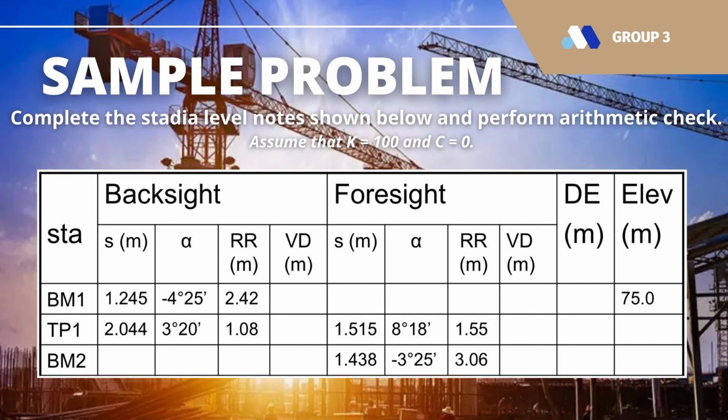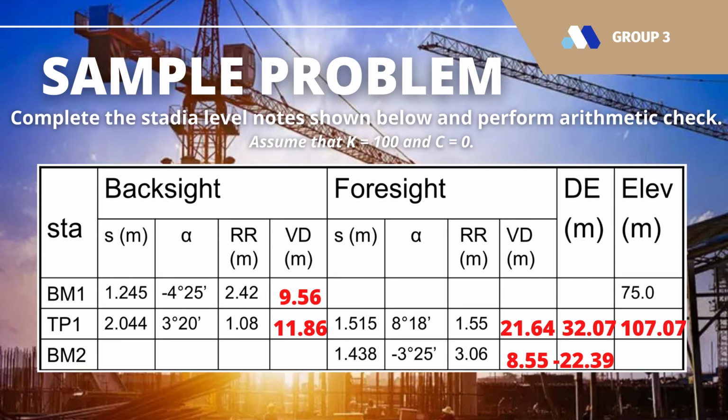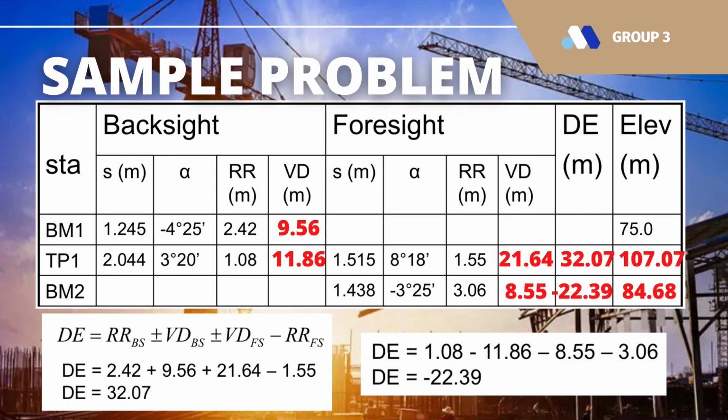So for the backsight, the vertical distances are as follows: 9.56, 11.86, and for the foresight, 21.64 and 8.55. Now for their difference in elevation, which is 32.07 and negative 22.39, and for the elevation is 107.07 and 84.68. So for the difference of elevation, we got it from this formula.